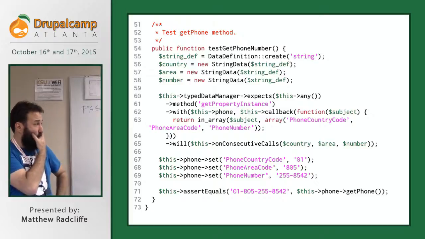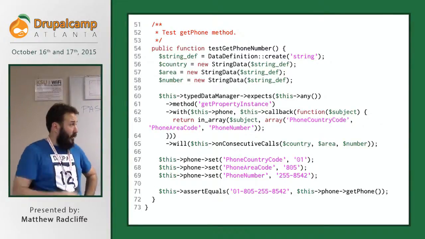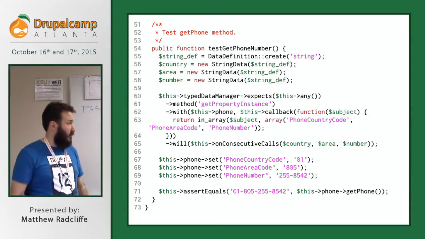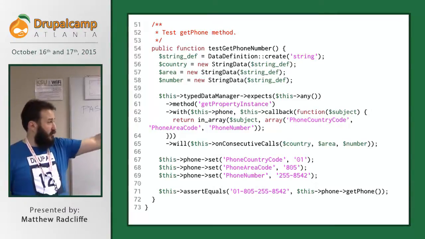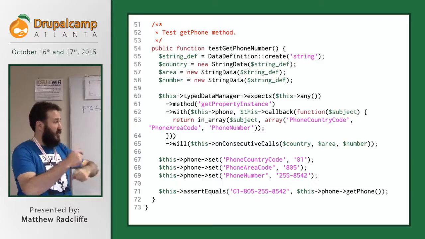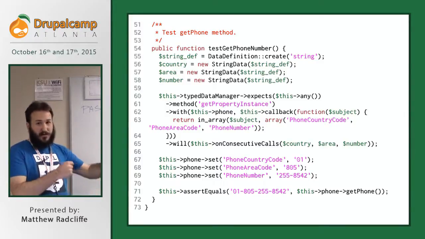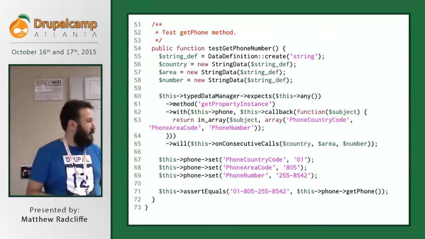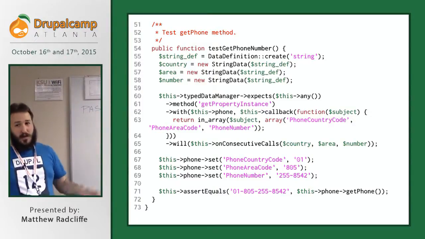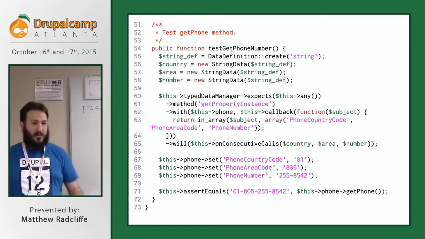So here's an actual test class. I'm creating a whole bunch of data types to assert. And because I've mocked typed data manager, that'll work. So getPropertyInstance, we need to mock that specifically to return, in a specific order, the properties that are defined. It's really annoying. I think I might be able to get away with using returnValueMap here, and this is something I wasn't aware of until recently.